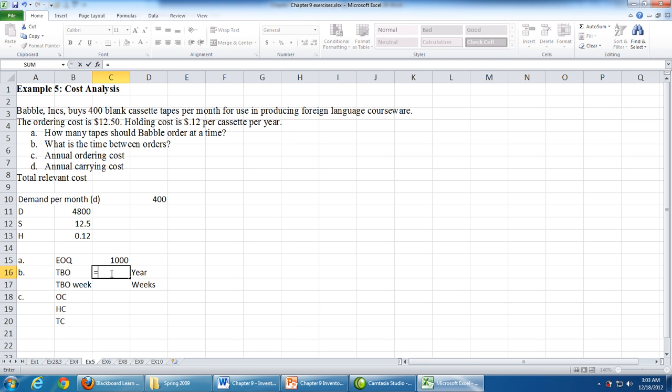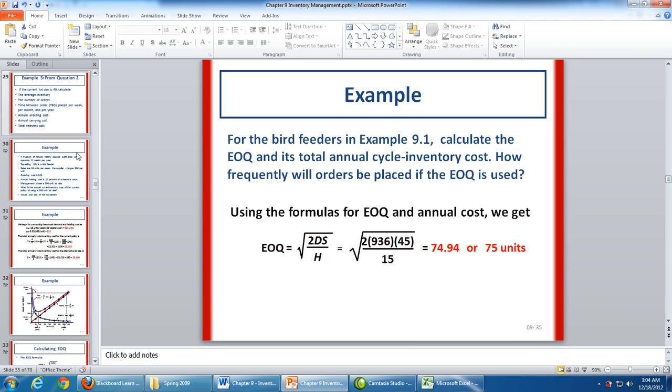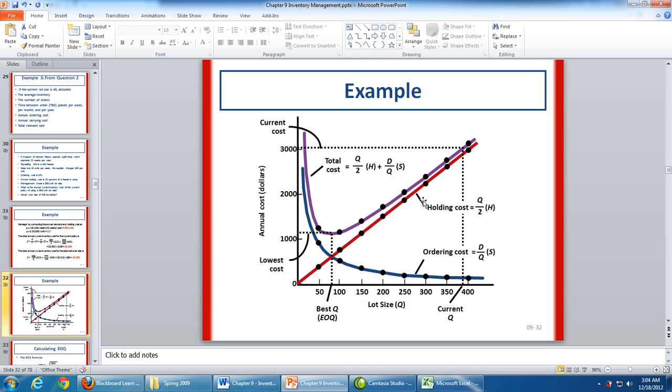Time between orders equals EOQ divided by D. The first unit comes out as years. If we work with 52 weeks per year, you can have a time between orders of about 10.83 weeks. Okay, just to review, ordering cost equals D divided by Q times S. Holding cost equals Q divided by 2 times H.